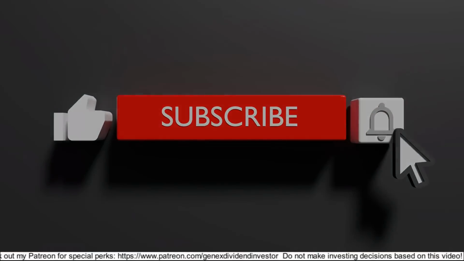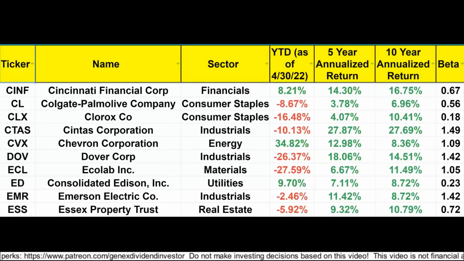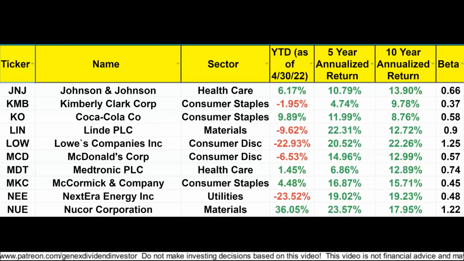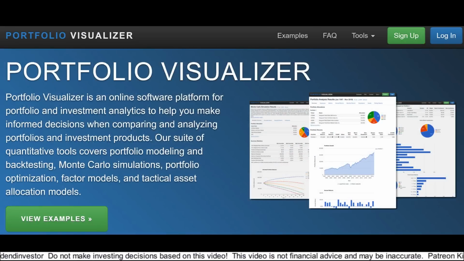Okay, I put all 64 of the classic Dividend Aristocrats into a spreadsheet and found some really interesting insights in the data. I used PortfolioVisualizer.com to figure out how various stocks did over varying time periods. I'll include a link to Portfolio Visualizer in the description below.